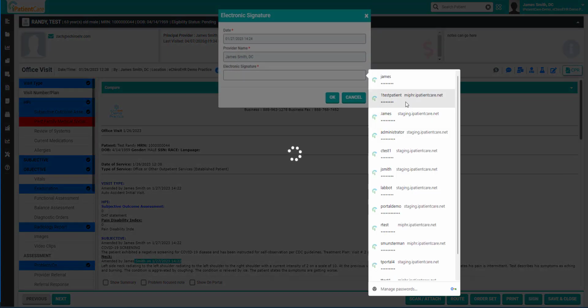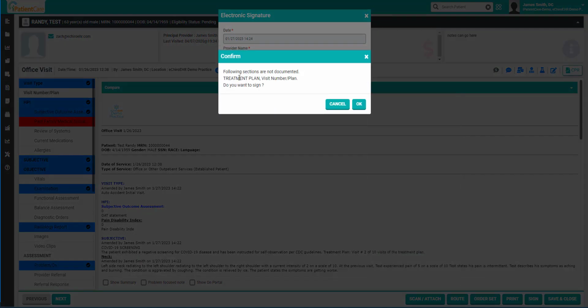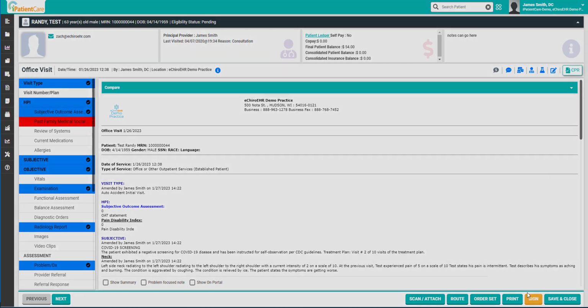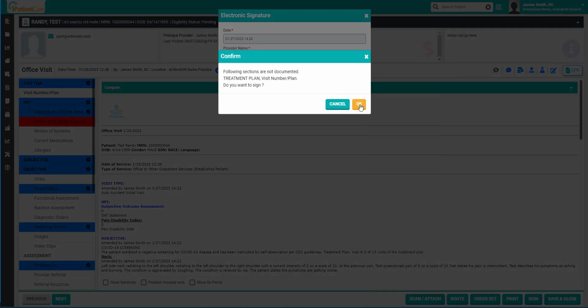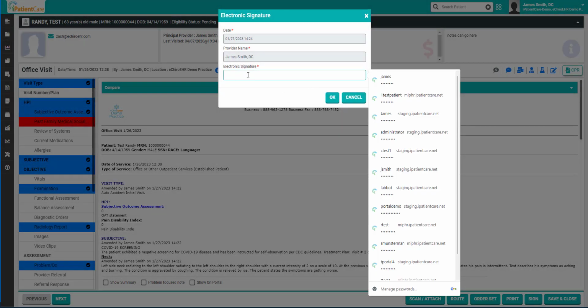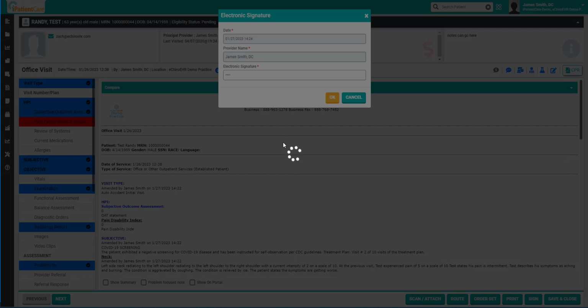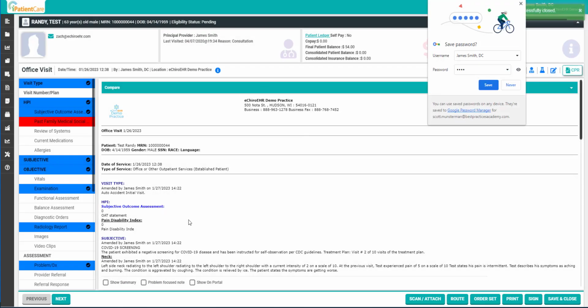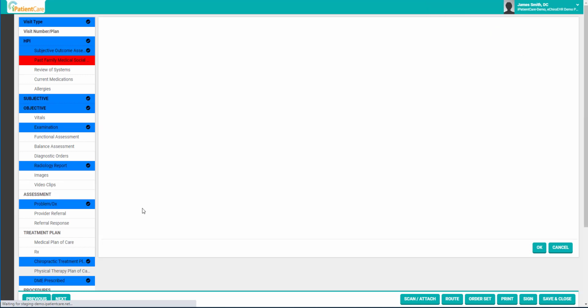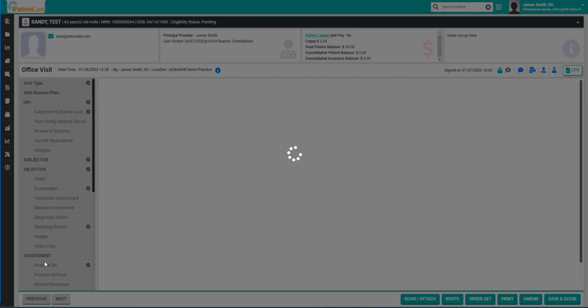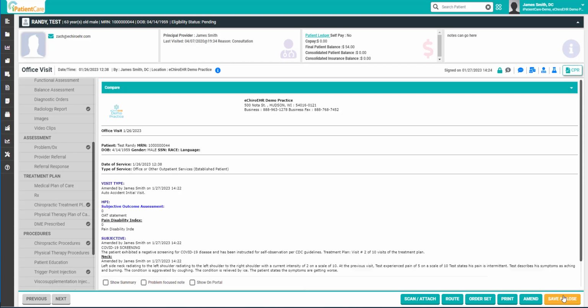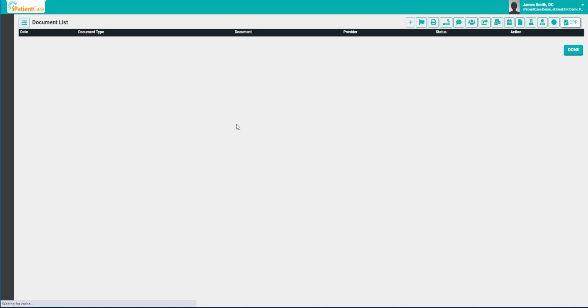We're going to click on sign, and this pop-up can be designed to remind you that maybe there are certain elements that have not been completed. You can either just bypass that and click through it, or you can go back and make sure that you did complete it. And so we've signed the note. It is done being signed, and you'll see again that it's all grayed out now. We'll just go ahead and save and close.